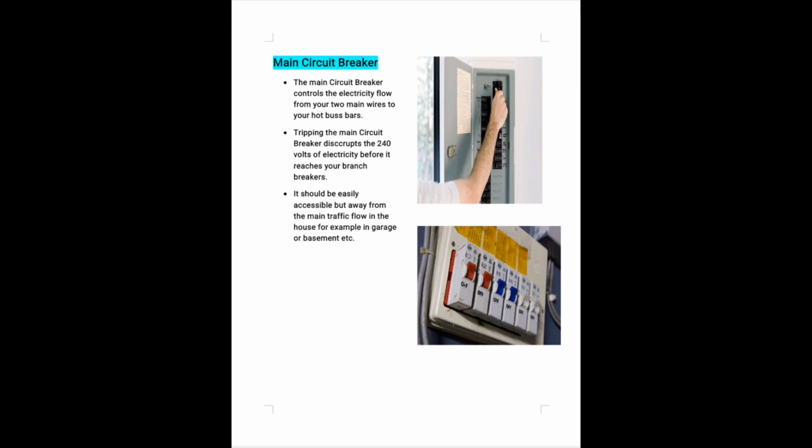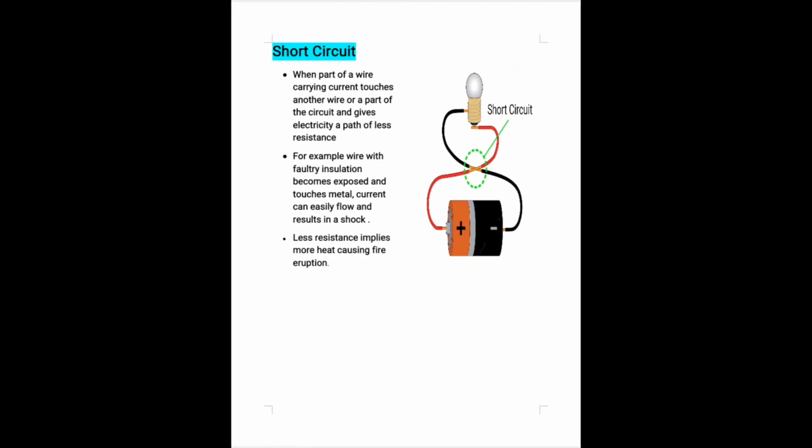Main circuit breaker. The main circuit breaker controls the electricity flow from your two main wires to your hot bus bars. Tripping the main circuit breaker disrupts the 240 volts of electricity before it reaches your branch breakers. It should be easily accessible but away from the main traffic flow in the house, for example in the basement, etc.